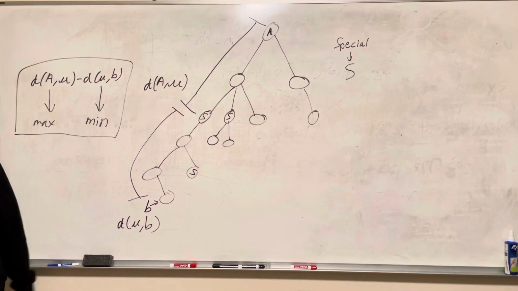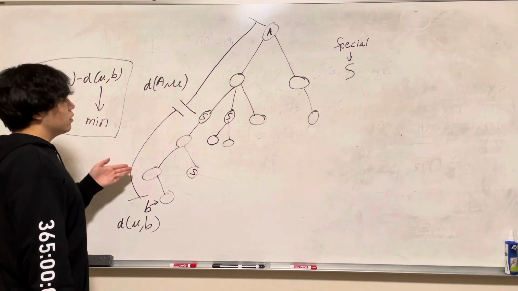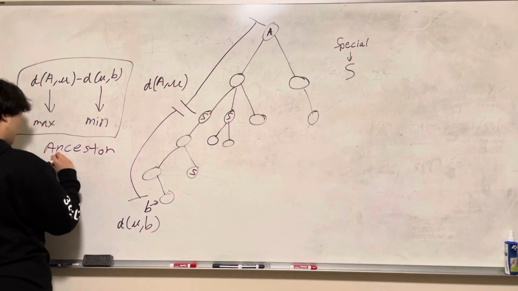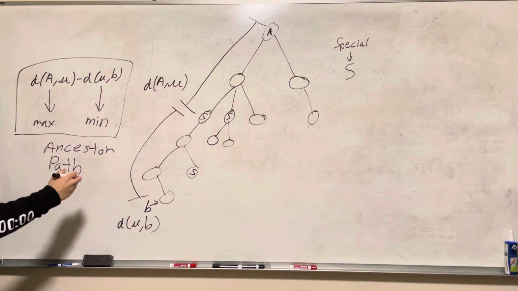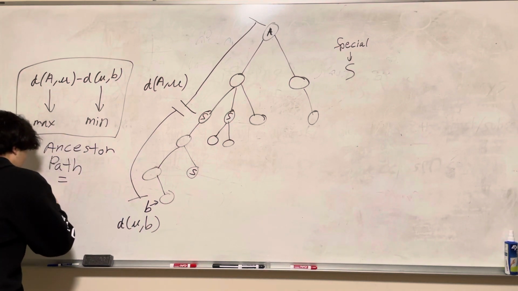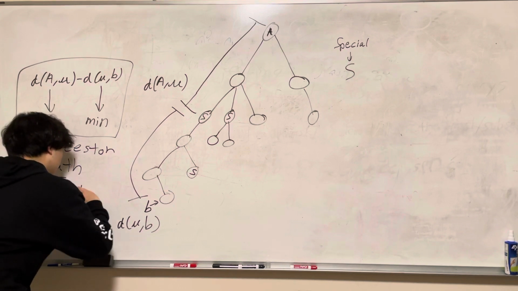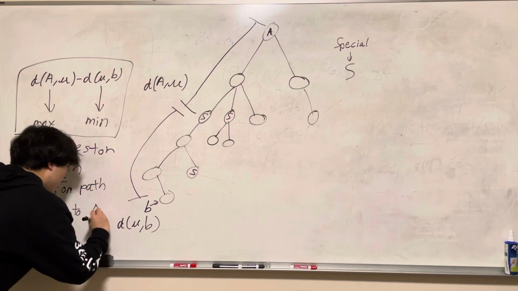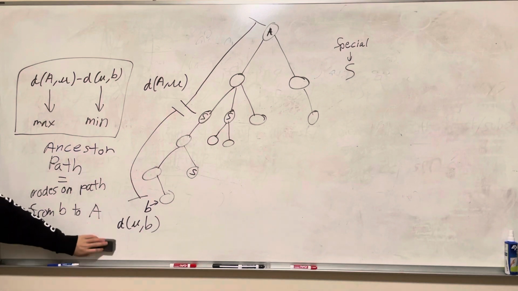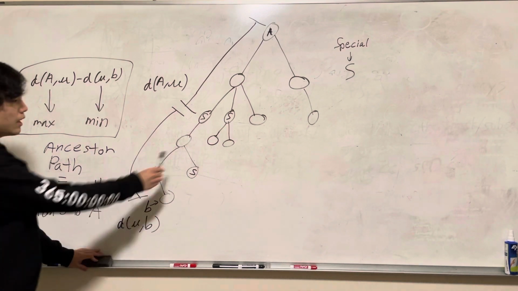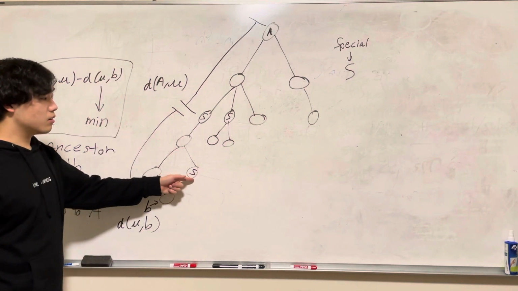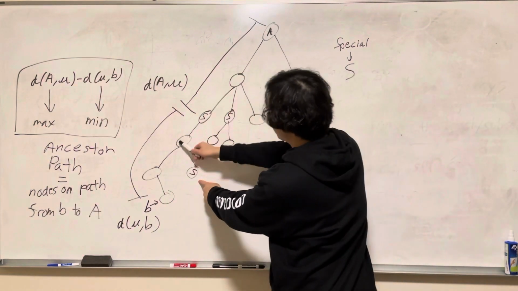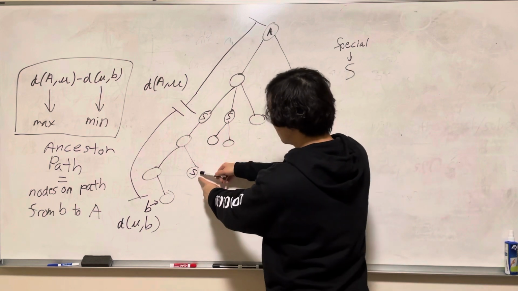So what this allows us to do is that if any path on this ancestor path from B to A, we care about the ancestor path, which is just the nodes on the path from B to A. If we look at this ancestor node over here, and we consider this special node to be U, then the distance A to U is going to be this quantity over here, and then the distance from U to B is going to be from here to here.